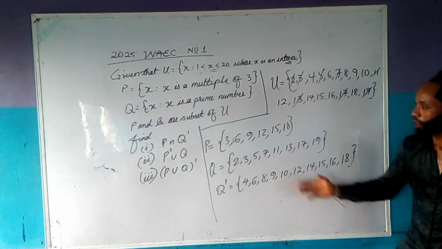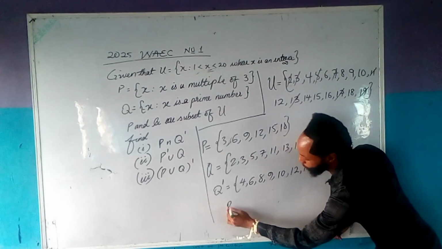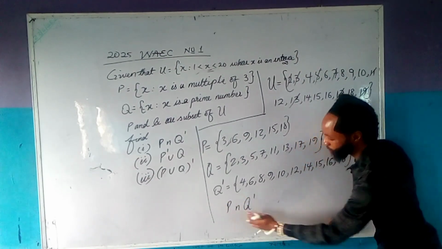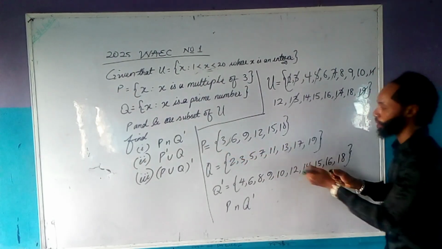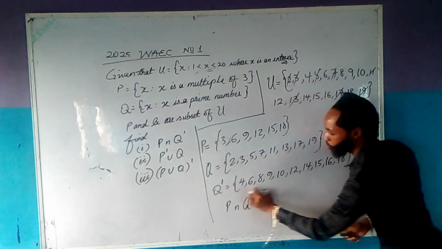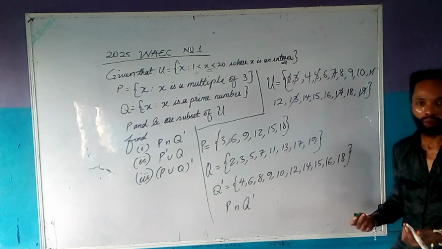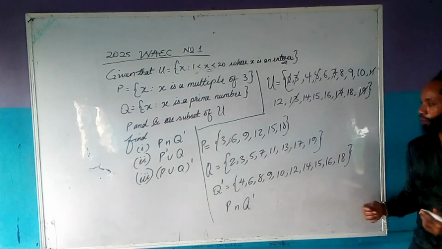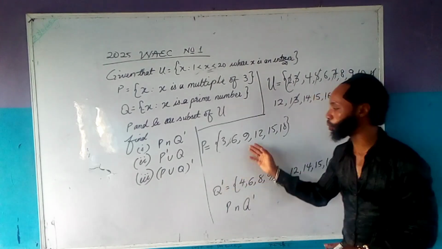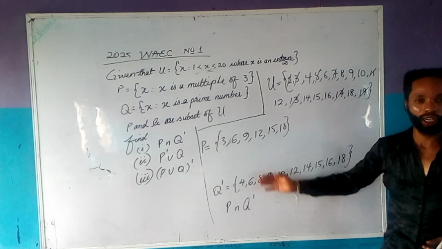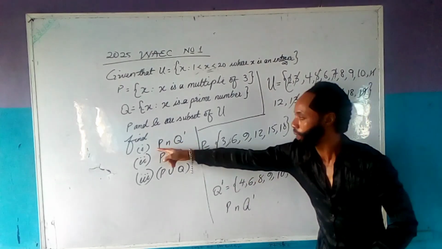Now this is what you do. This is your P. This is your Q complement. Now the question is P intersection Q complement. Intersection means what occurs here and here. This is our P, and this is our Q complement. So we are intersecting this and this one. These are the entries we need. We have entry for P and we have entry for Q complement.